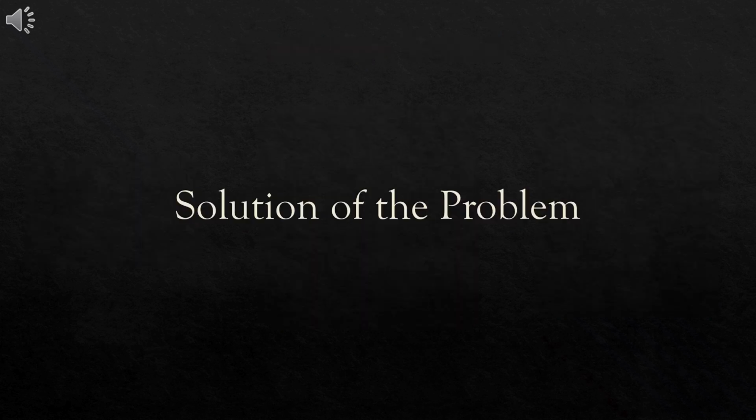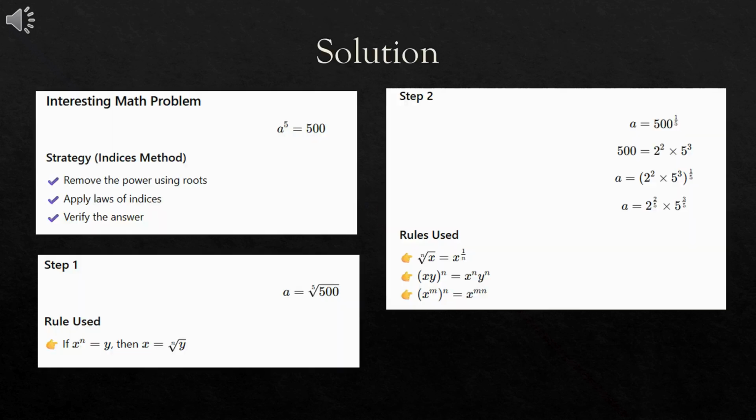Let's excitedly walk through the step-by-step solution of this problem. Since the variable has a power of 5, we remove it by taking the fifth root on both sides. This gives us a equals the fifth root of 500. A root can be written as a fractional power.